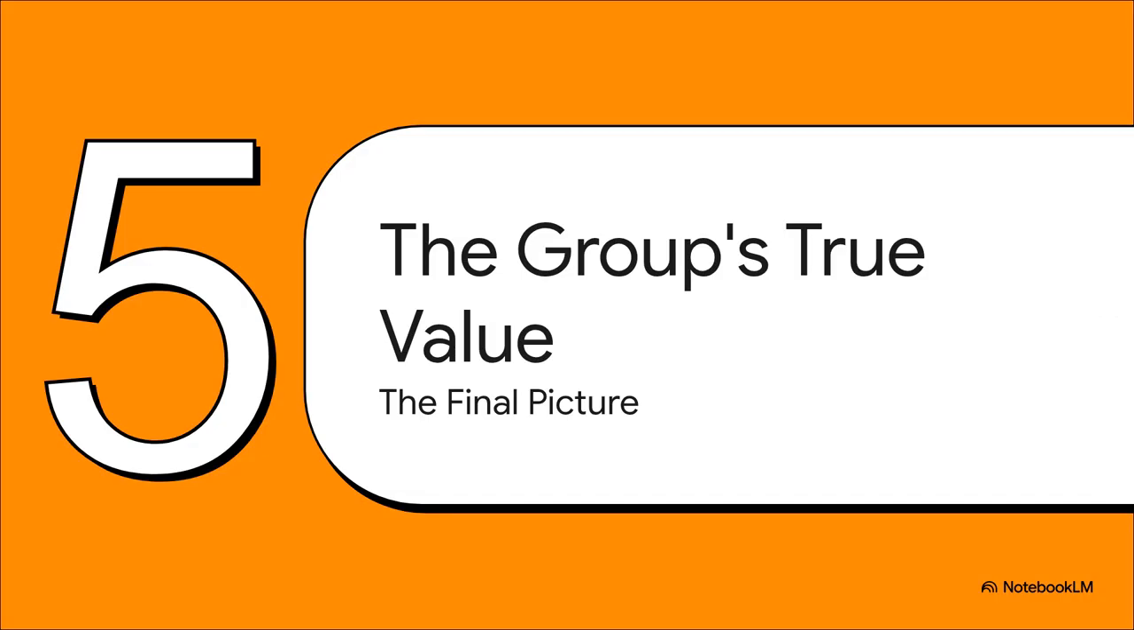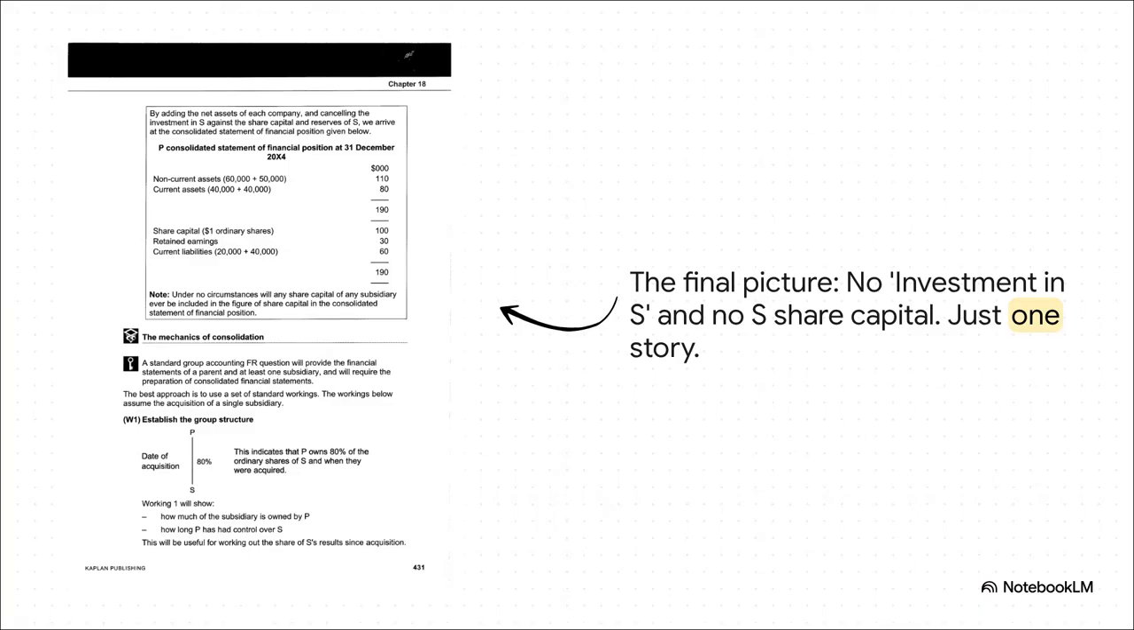Okay, let's bring it all home. After we've figured out our goodwill and stripped out any of those unrealized profits, we can finally build the real consolidated statement of financial position. This is the true family portrait. And here it is, the final picture after all our hard work.